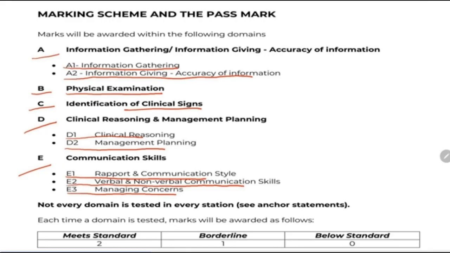Not every domain is tested in every station, but the 41 domains are tested across all the stations. The maximum mark for each domain is 2 marks. If the candidate meets the standard for that domain, the candidate will be given 2 marks. If the candidate is average for that domain, he or she will be given the borderline mark, that is 1. And if it is below standard, the candidate will be given 0 marks for that domain.